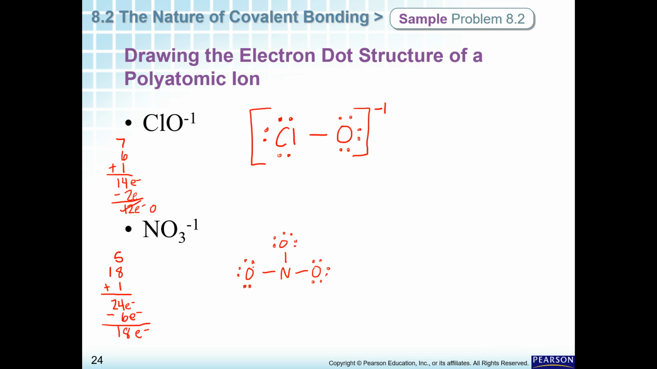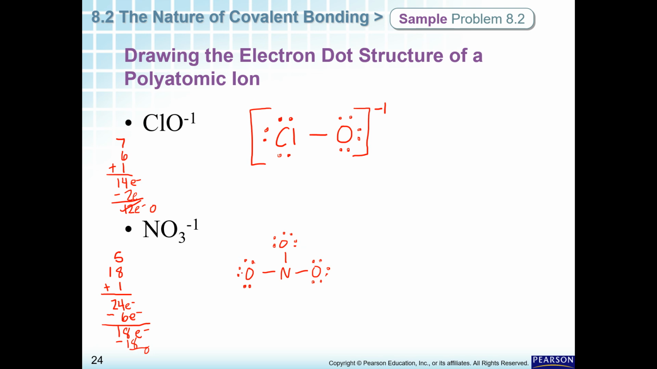Now we got to figure out how many electrons we used. We used 2, 4, 6, 8, 10, 12, 14, 16, 18. I did that and I did not go over. I have exactly 0. Then we have to make sure that everybody's happy. That is usually the rule everyone forgets to do.